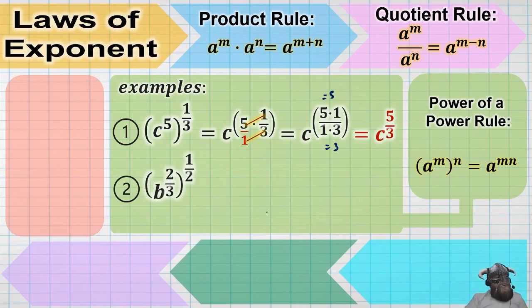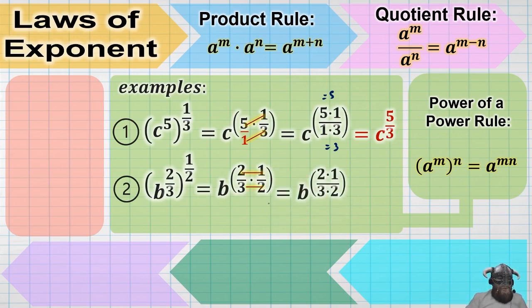So ganun pa rin yung gagawin natin. Since it is raised twice, i-multiply lang natin yung dalawang exponent niya na 2/3 tsaka 1/2. So 2 times 1 is 2, and 3 times 2 at the bottom is 6. So our exponent will be 2 over 6, or b raised to 2 over 6, yung ating magiging exponent or ating magiging answer for this one.